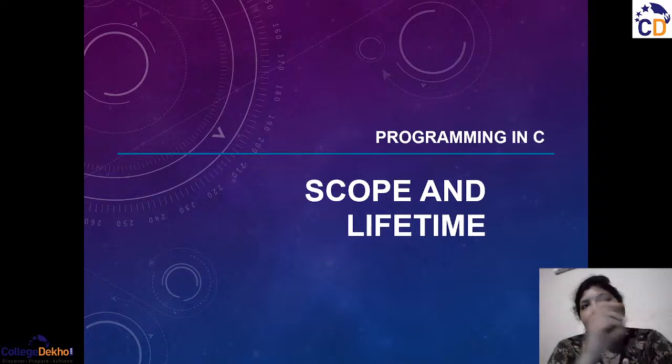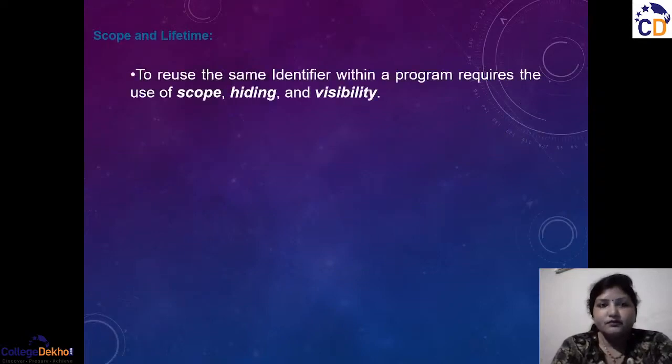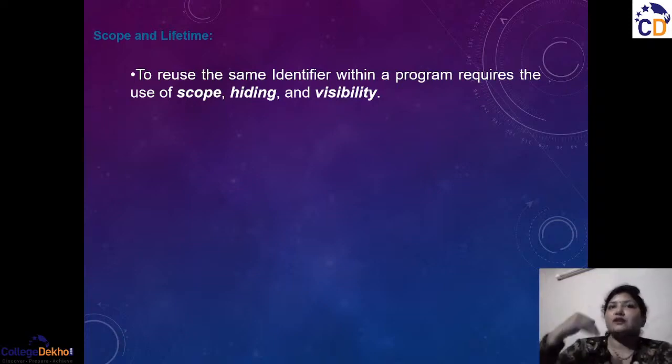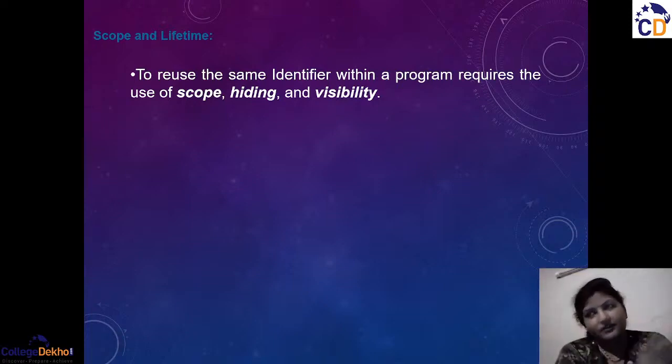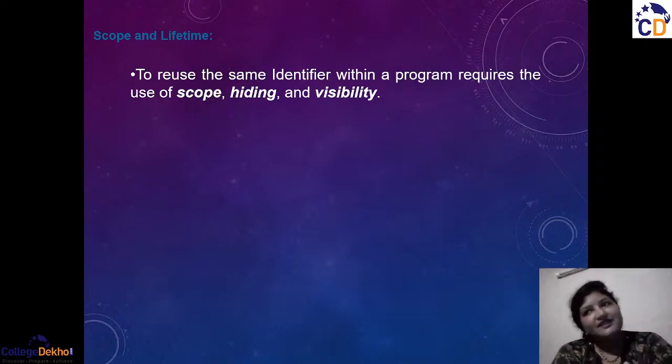Now let us see what the scope is and how these variables work within functions and outside the function. What is the lifetime and what is the scope? First of all, if we want to reuse the same identifier, like I have defined x is equal to 20, I may use it within multiple functions. I may do so with the help of scope, hiding, and visibility.